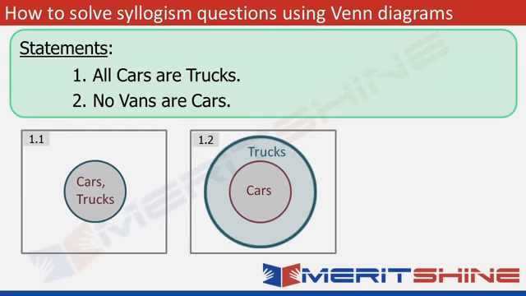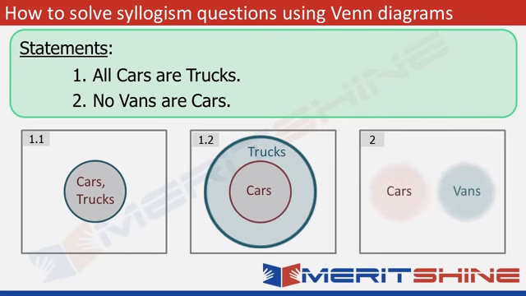Now look at statement 2. No vans are cars. This is a simple one. We know that these are disjoint sets. So it will be drawn like this. So in this case, no cars are vans and no vans are cars. So there is absolutely no intersection. So these are the three figures that we have to summarize the two statements.